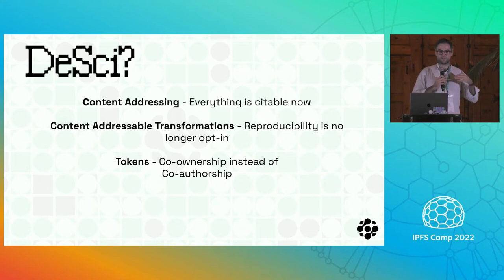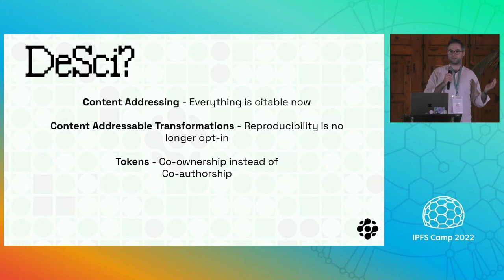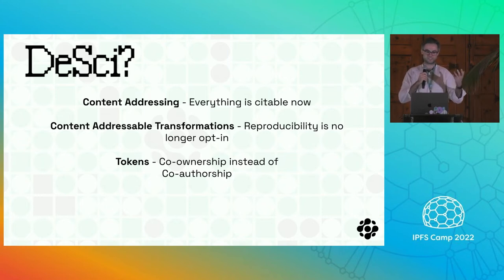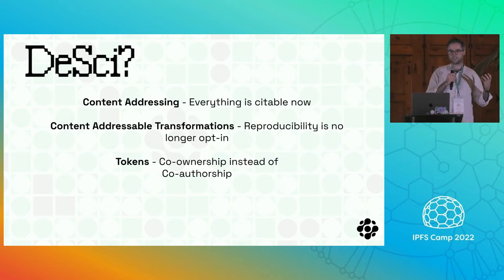So some of the new paradigms that we have is that with content addressing, everything is citable now. There's no such thing as, is this something that I can cite in a scientific publication because it has a digital object identifier or not? Everything can be cited now if it's content addressable, because there's a certain guarantee that it's static if it's pinned consistently.